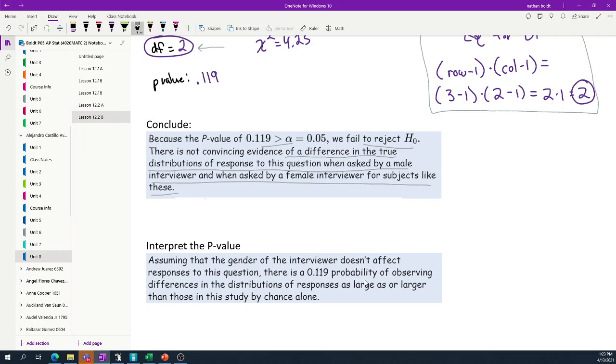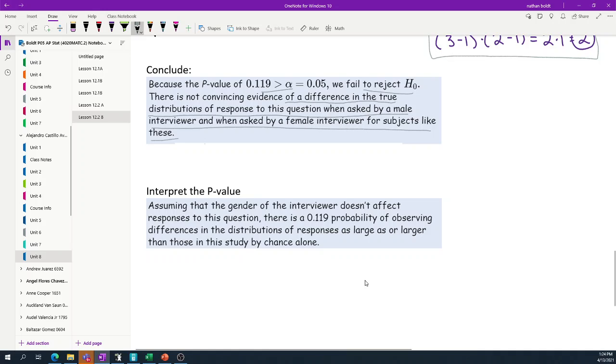Oh, and I threw this in here because it's been a while since we've seen a p-value interpretation that's written well. Usually I just say, hey, remember what a p-value is? It's the probability of getting a sample like ours. That's a very simple understanding. It doesn't have all the pieces. So here's an interpretation that has all the pieces for your p-value interpretation. First, you assume the null is true. Assume the gender of the interviewer doesn't affect responses. You assume the null is true.